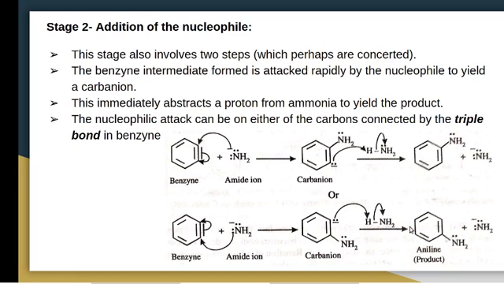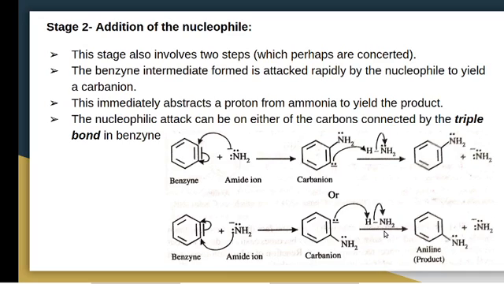In this case, we cannot identify the product formation because there are no other substituents adjacent to the halogen group. So in this case, similar product. In the first mechanism, we will get aminobenzene, and in the second mechanism also we will get aminobenzene, that is aniline.